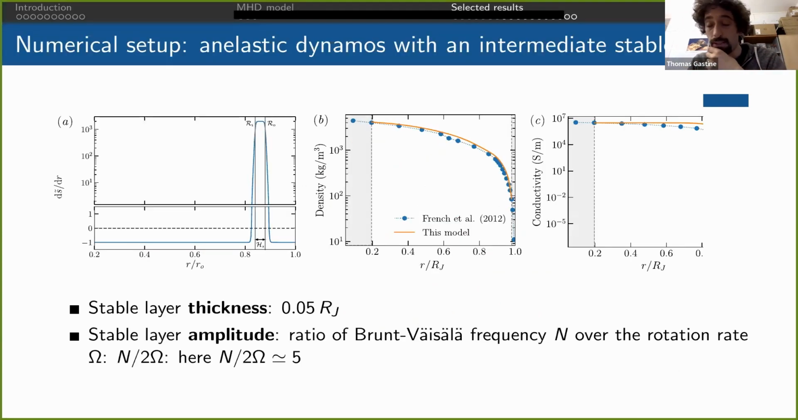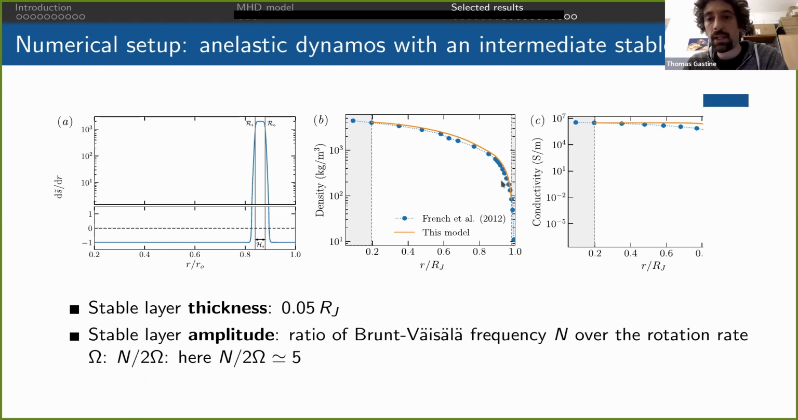Okay. So to do that, I simply consider a reference state where my entropy gradient is slightly superadiabatic in the convective parts, so basically here and close to the surface, while it's changing sign, so it's getting subadiabatic in a thin layer in between those two convective parts. Of course, this is very simplistic, but the advantage of this approach is that I can play with the thickness of the layer, and I can also play with the amplitude or the degree of stratification, which is characterized here in dimensionless units by the ratio of the Brunt-Väisälä frequency N over the rotation rate. And so the simulation I will mainly focus on in the next slide is a configuration where this ratio is 5. So it's a fairly large degree of stratification.